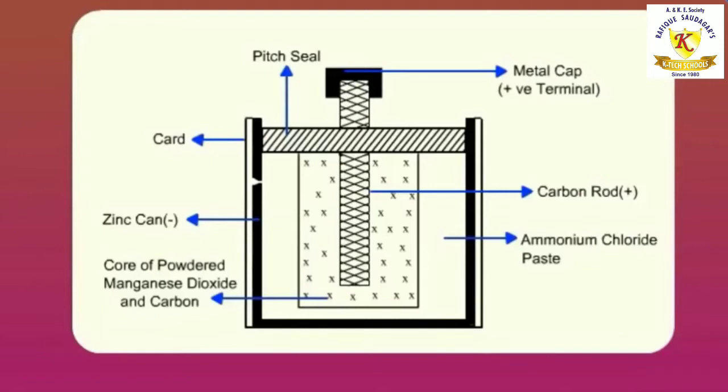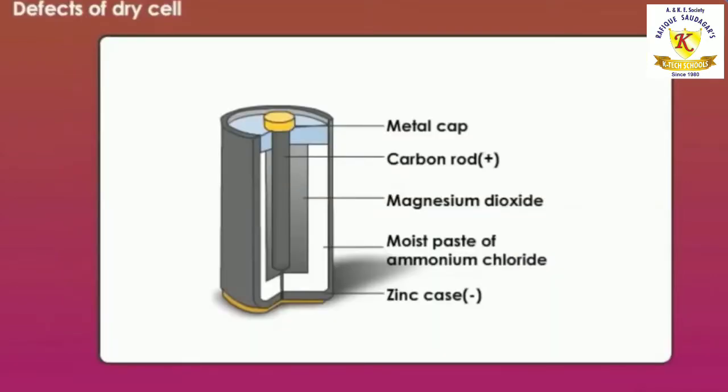Local action and polarization is remedied in a dry cell. The carbon rod is surrounded by hydrogen formed during the reaction in a dry cell. The action of manganese dioxide, MnO2, is comparatively slow and this is called slow depolarization.